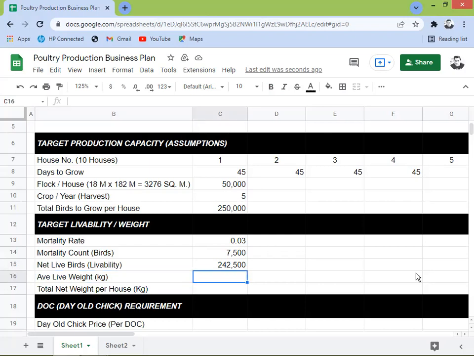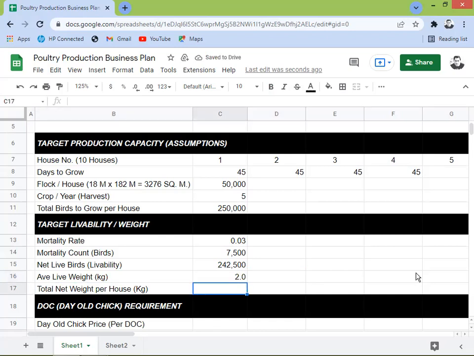Usually, the average live weight is around a maximum of 2.8 kilograms. That's the biggest size of the birds that is grown, especially in the western region, like North America and Europe. They have bigger birds, bigger broiler chickens. But in our case, we're just going to consider 2 kilograms.